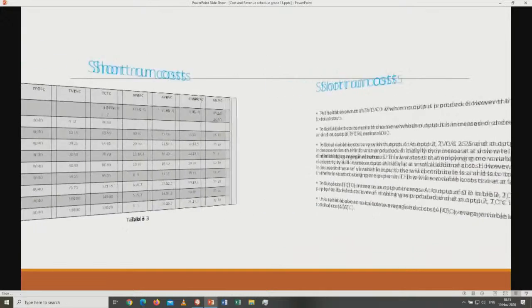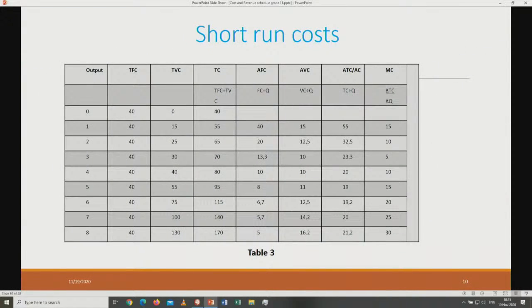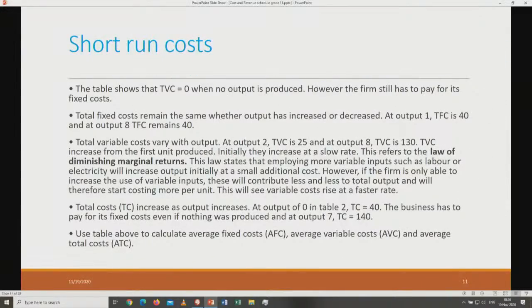Let's just go look at it again. It's this one. The difference here between 25 and 15 is 10, and then the difference between 25 and 30 is only 5. Between 30 and 40, it's 10. Between 40 and this, it's 15. You see, that's why we say here it starts to increase at a slow rate, right?